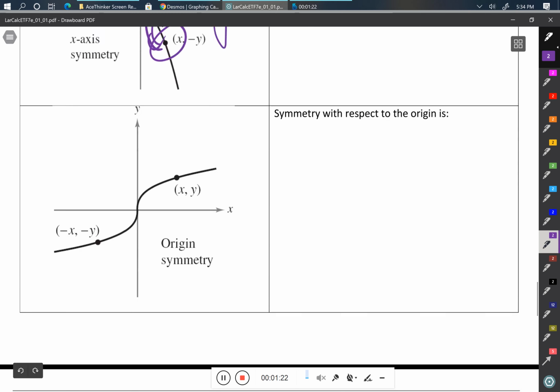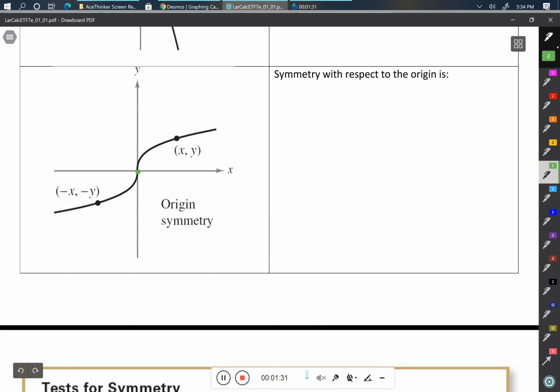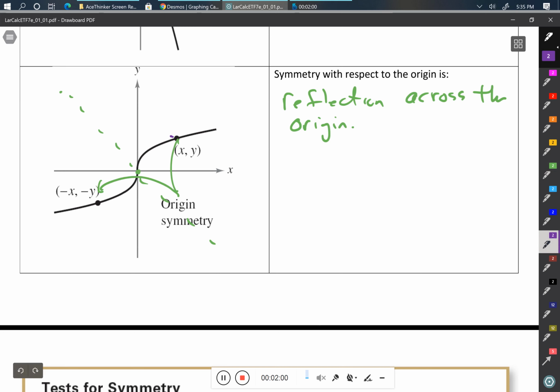Now the hard one to see, or the hardest one to see, I guess I should say, is origin symmetry. Because it's a reflection across the origin. It is a reflection across the line y equals negative x, because it's a reflection across actually two lines at the same time. It is a reflection across the origin. And so another different way to think about it is to reflect across the x and then across the y, or similarly you could reflect across the y and then across the x, but you end up down there.